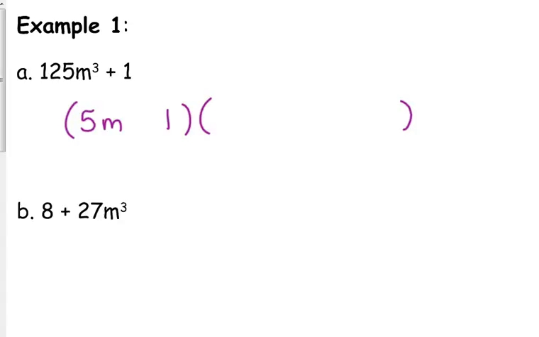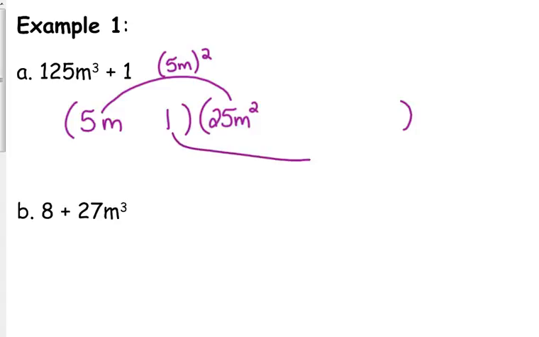Alright, now let's fill in our second set of parentheses. We are going to square 5m to get that first term. So 5 squared is 25, m squared is m squared. In the last spot, we're going to square our 1. So 1 squared is 1. 1 to any power is still 1.